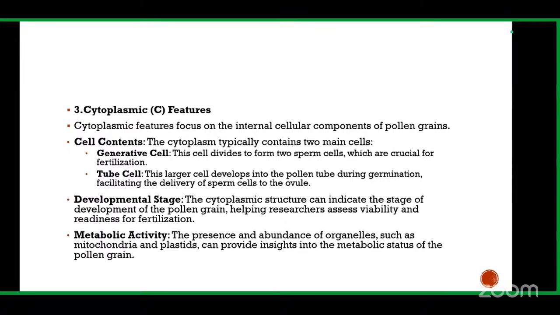Number three is the cytoplasmic, the C feature: nuclear, pollen, cytoplasmic. The cytoplasmic features focus on the internal cellular components of the pollen grains. The cytoplasm typically contains two main cells: one is the generative cell and one is the tube cell. We have discussed that the generative cell later divides into two sperm cells which undergo double fertilization, and the tube cell develops into the pollen tube during germination.